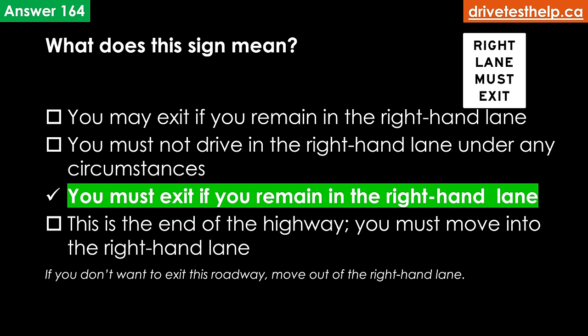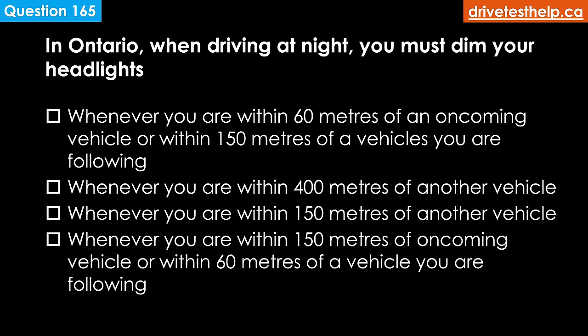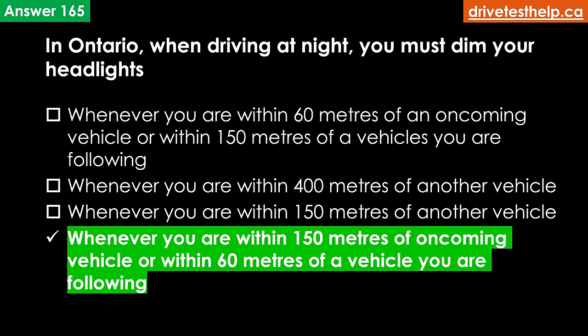If you don't want to exit this roadway, move out of the right-hand lane. In Ontario, when driving at night, you must dim your headlights whenever you are within 60 meters of an oncoming vehicle or within 150 meters of a vehicle you are following, whenever you are within 400 meters of another vehicle, whenever you are within 150 meters of another vehicle, whenever you are within 150 meters of an oncoming vehicle or within 60 meters of a vehicle you are following. The correct answer, whenever you are within 150 meters of an oncoming vehicle or within 60 meters of a vehicle you are following.